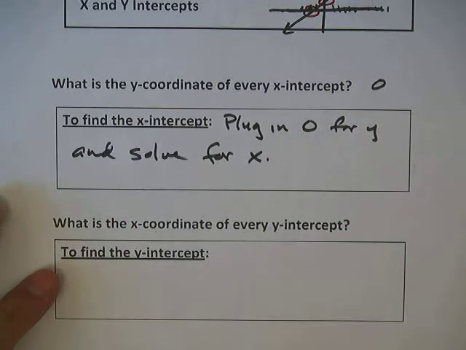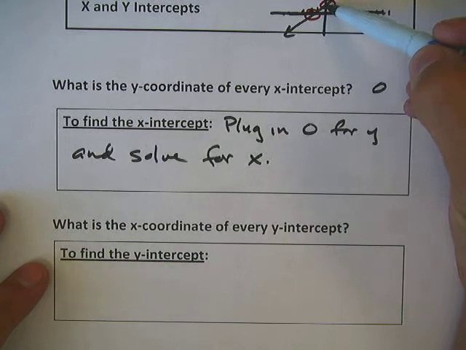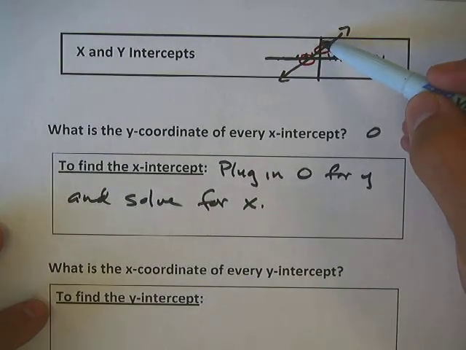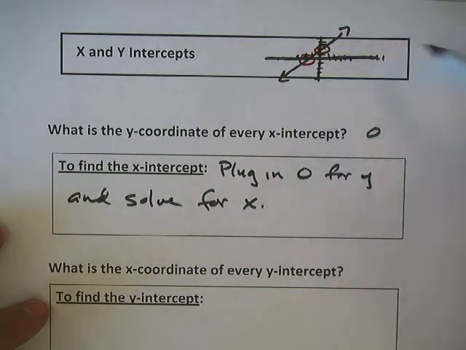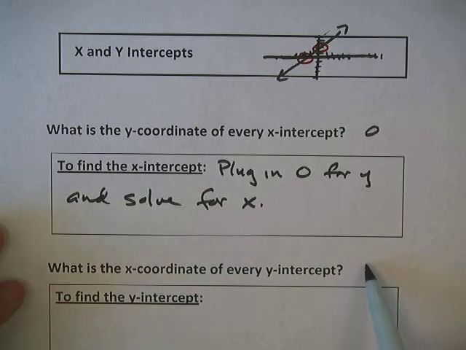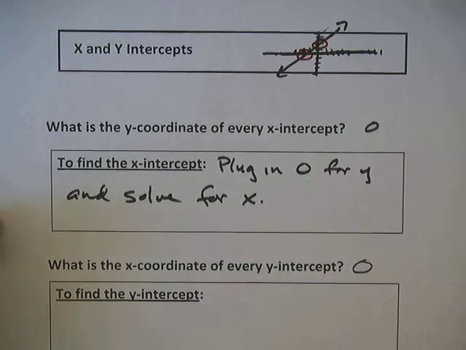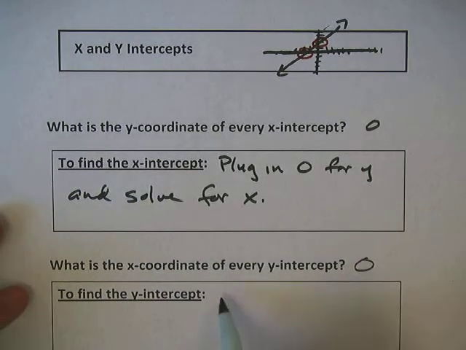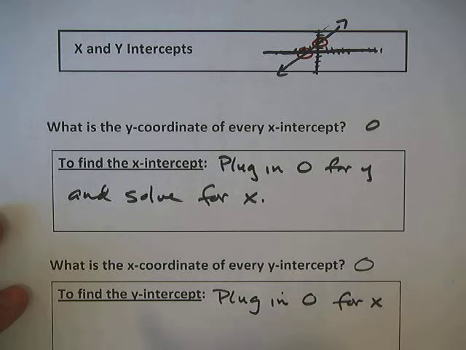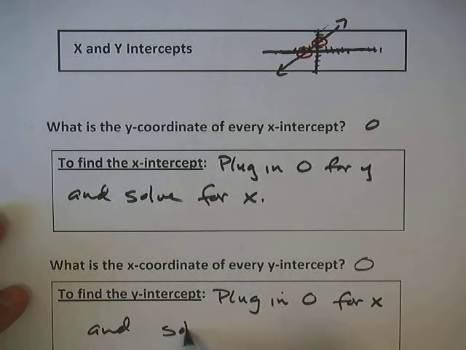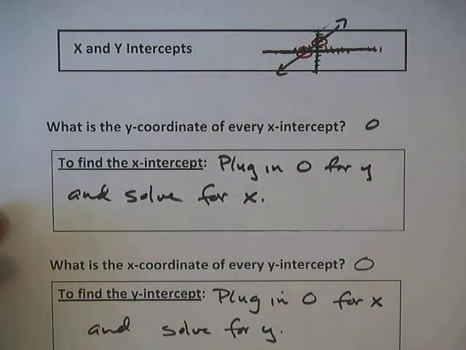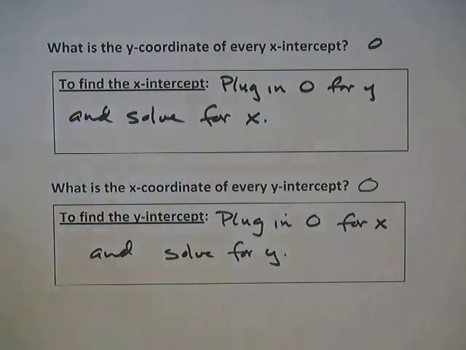And the opposite is true for the y-intercept. If we talk about this point right here, what does every single point on this y-axis have in common? Well, every single point on that y-axis has the fact that the x-coordinate of those points is 0. So to find the y-intercept, you simply plug in 0 for x and solve for y. And that's really it. It's pretty much as straightforward as that.